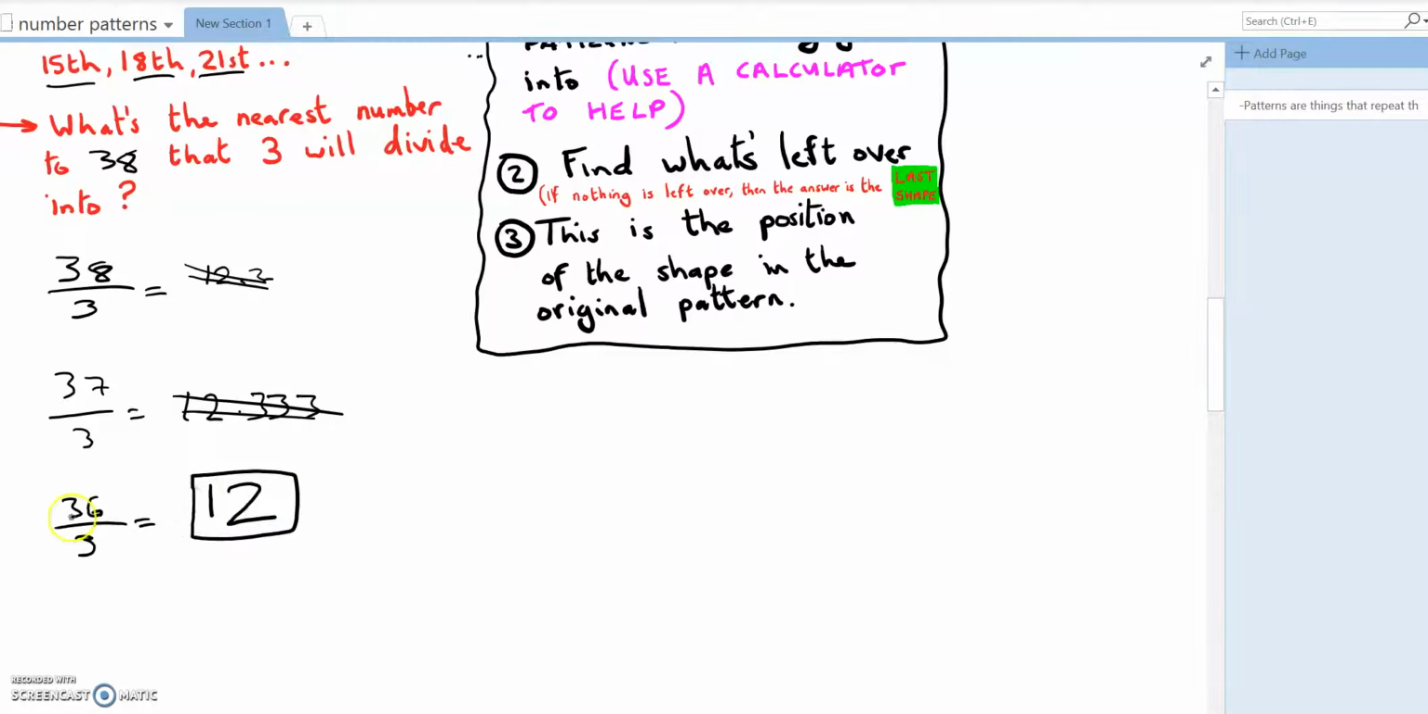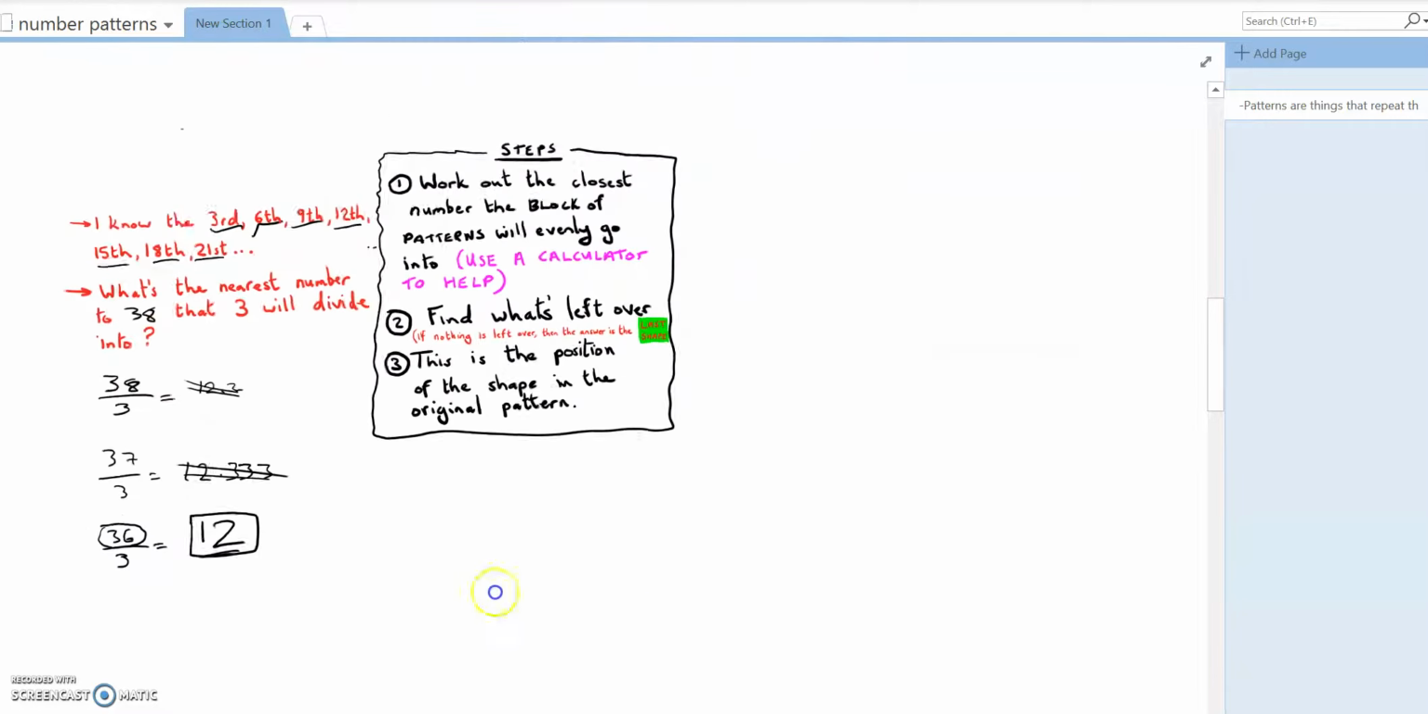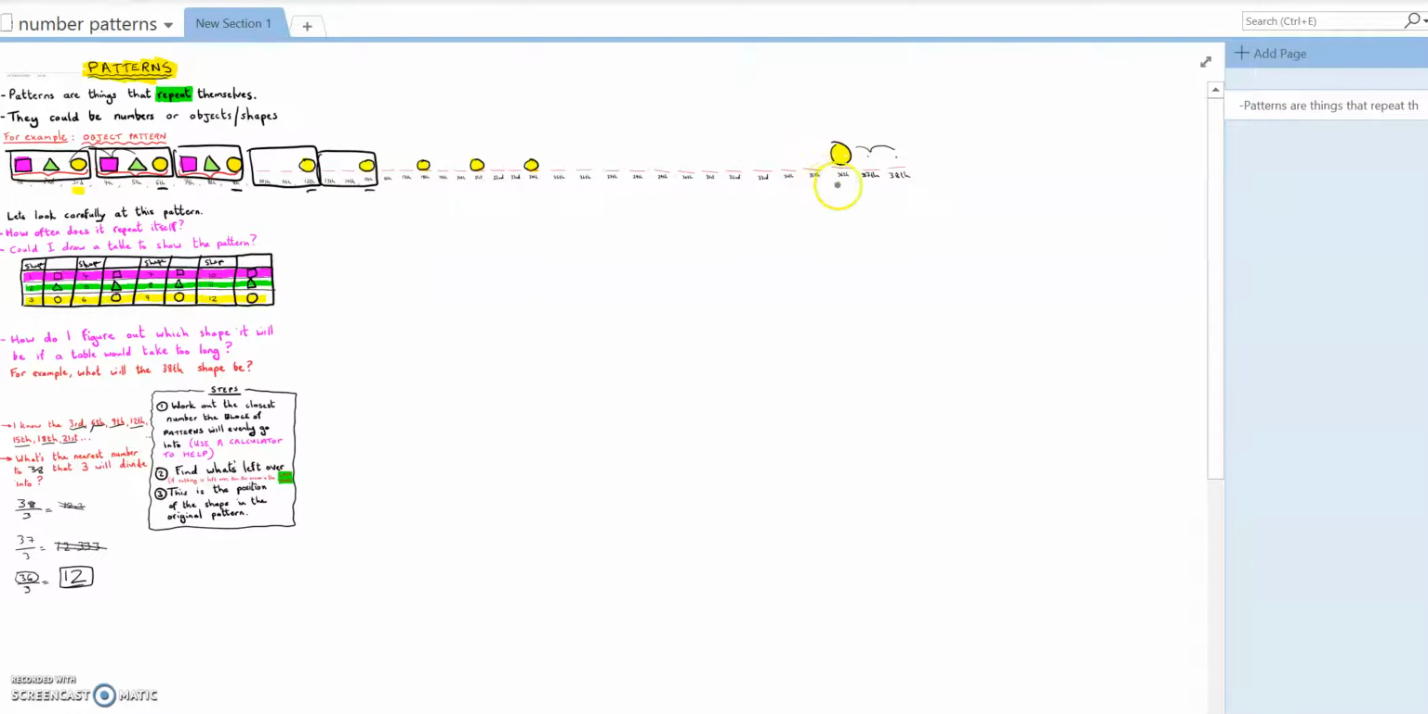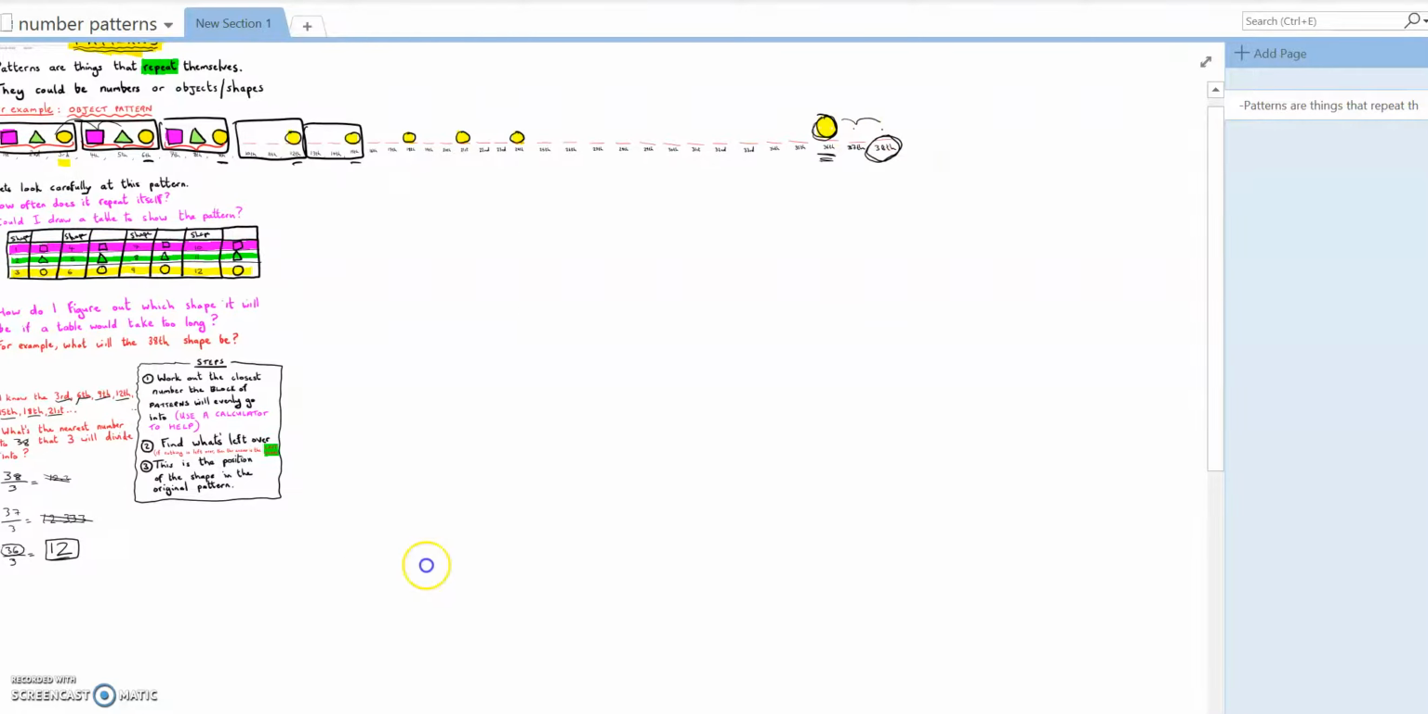And once I've found a number that it'll go in an even amount of times, now I know what the 36th shape will be. So go back up to my little drawing. I know what this 36th shape is going to be. It's going to be a yellow circle. So now I can figure out what the 38th is going to be. It's 2 after it. In other words, look at our steps.